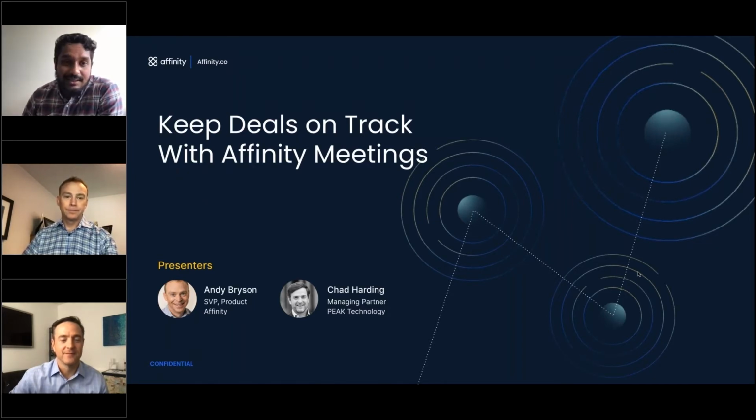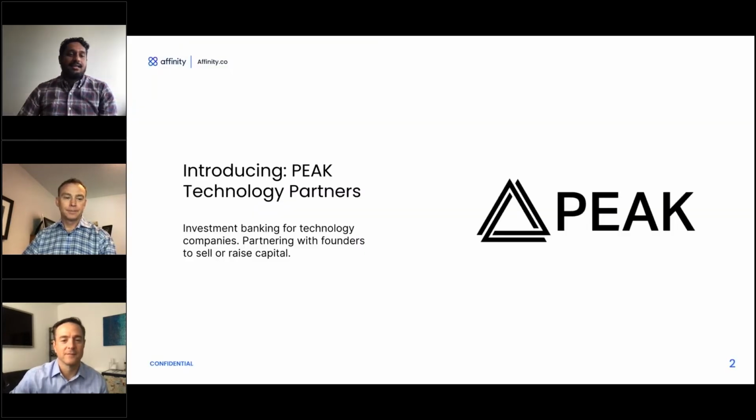My focus is on Affinity's extensions and apps, one of which is our newest, Affinity Meetings. Today, we're going to have a conversation about how you can keep deals on track with Affinity Meetings. Leading the conversation is going to be Andy Bryson, SVP of Product here at Affinity, and Chad Harding, Managing Partner at Peak Technology. Peak Technology is an Affinity client using both Affinity CRM as well as our newest extension, Affinity Meetings. Peak is based out of the United States and specializes in helping tech companies raise and sell capital all across the world. Before the conversation gets started, I'm going to tell you a little bit more about Affinity Meetings.